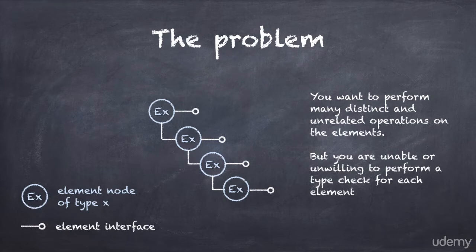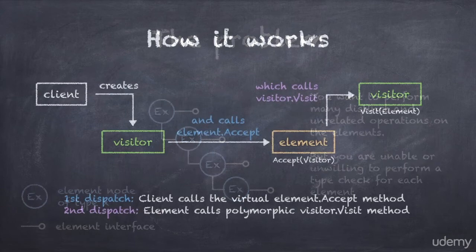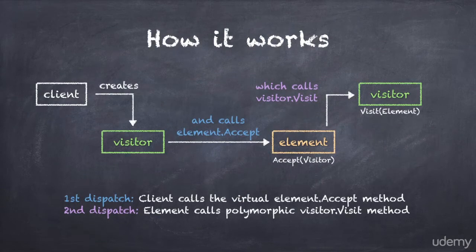The specific operation that needs to be performed on a node depends on two factors: the type of operation to be performed and the type of the node object. This is called a double dispatch in C#. The visitor pattern provides a solution for this scenario and implements double dispatch. Here's how the pattern works.